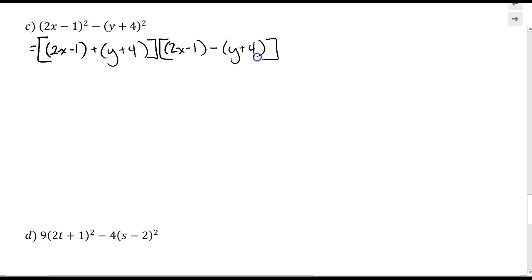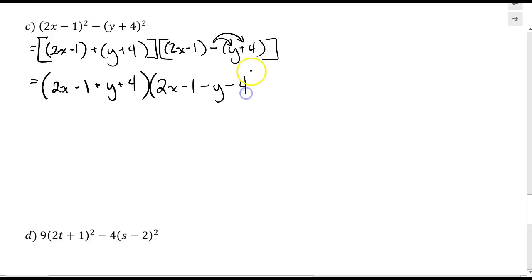Y plus 4. But just like in example 2, because we still have brackets inside brackets and constant terms that are not together, we are going to try and combine this as much as possible. Luckily, we don't have anything multiplying out in front of these brackets, except for this negative, so we can treat it like the negative is getting distributed. So we've got 2x minus 1 plus y plus 4 multiplied by 2x minus 1 minus y minus 4.